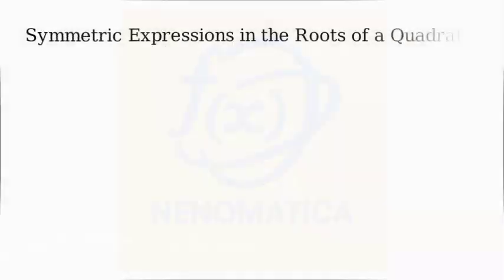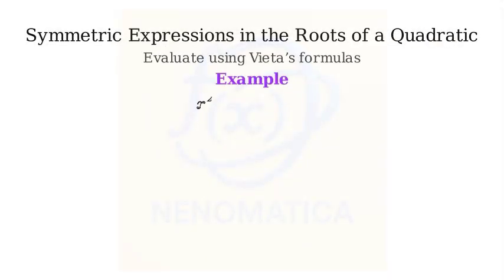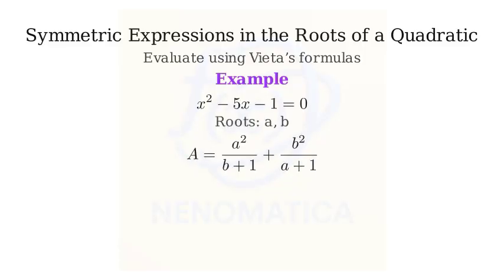In this example, we will evaluate a symmetric expression in the roots of a quadratic. We are given the quadratic x squared minus 5x minus 1 equals 0. Its roots are a and b. We must compute capital A equals a squared over b plus 1 plus b squared over a plus 1. We'll proceed step by step, turning everything into sums and products of the roots.